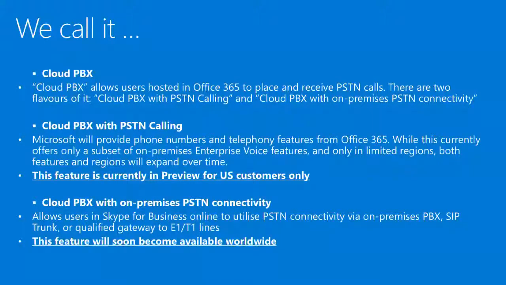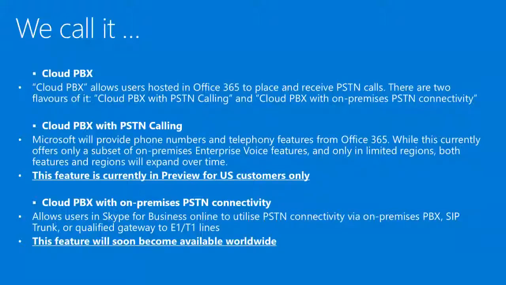Cloud PBX is another one, and this is where most of the confusion really lies. There are two flavors of what we call Cloud PBX. Say I have Office 365 as my Skype for Business service, and I want to have all of the phone numbers attached to that. I want my users to have a phone number and a DDI number, so they can make and receive phone calls just as they would if it was an on-prem deployment. There is no capability in Office 365 today to actually allow that to happen.